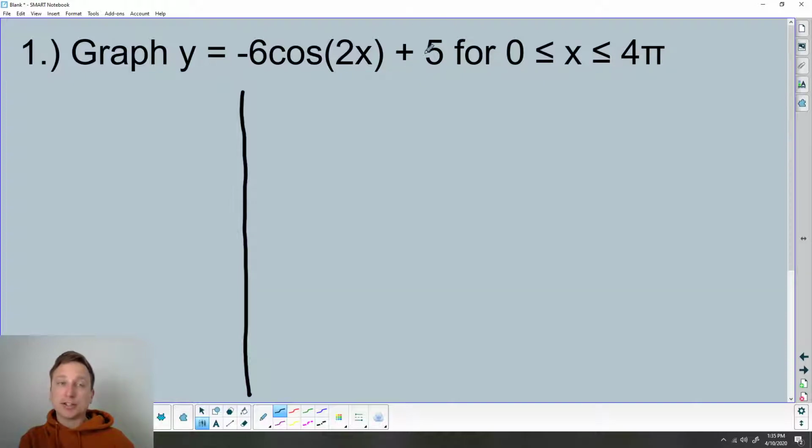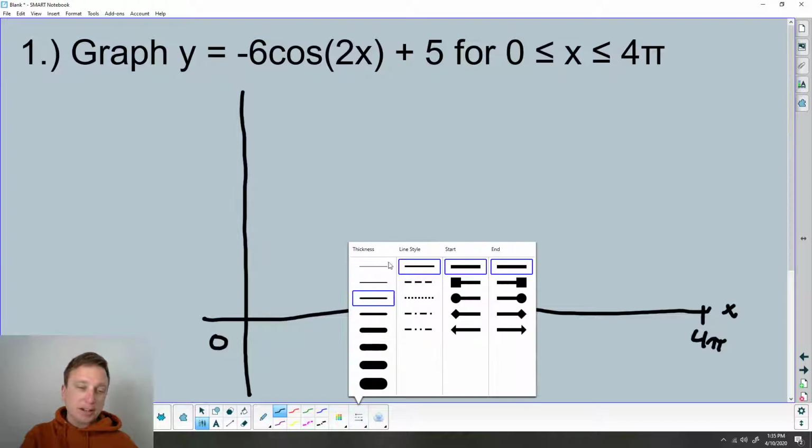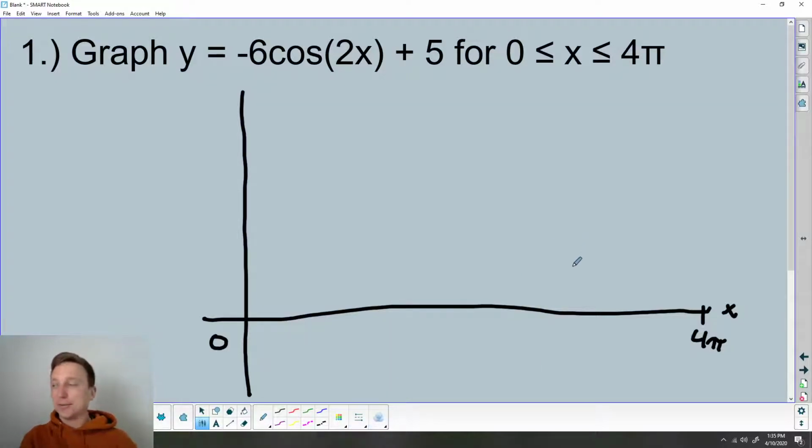Our principal axis is shifted up 5 units, so we're most likely not going to be dipping into the negatives very far. So here's x, like we said, from 0 radians to 4 pi radians. Let's call this end 4 pi. I'm going to make my pen a little finer so I can work through this now. So we know our principal axis is 5. 1, 2, 3, 4, 5. So right here is our principal axis.